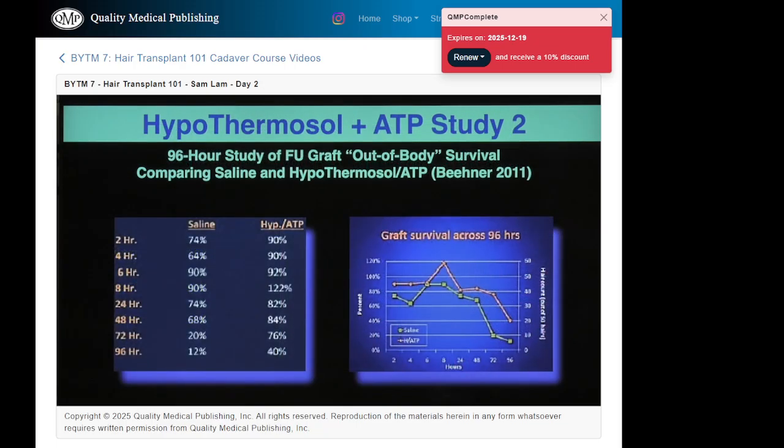Biener here did a study over a long time, a 96-hour out of body time study, in 2011, comparing saline versus hypothermosol, and at almost every time point there was improvement in survival compared with saline, up to 96 hours. So the natural question is, why am I talking about 96 hours? How the hell long is your surgery, right?